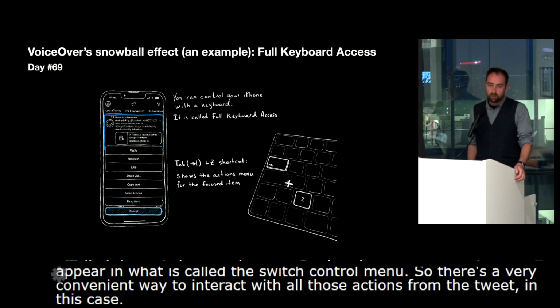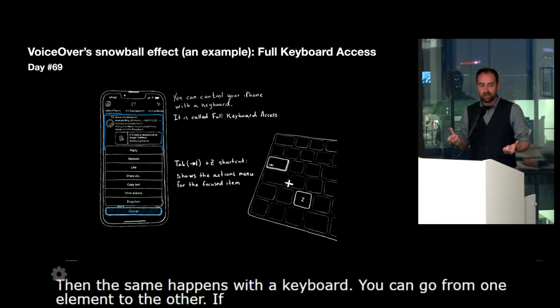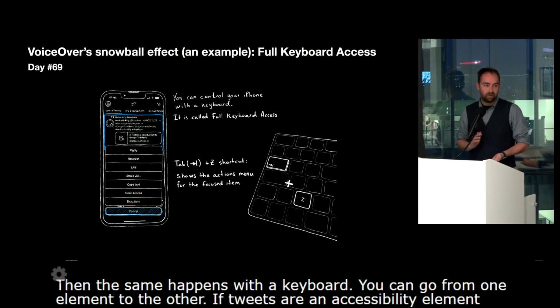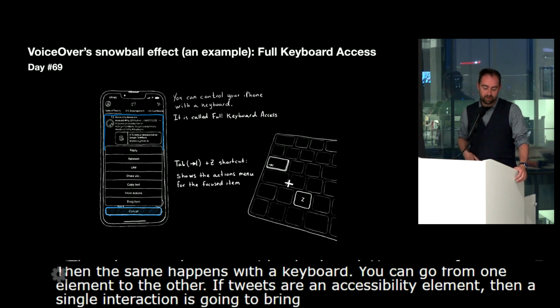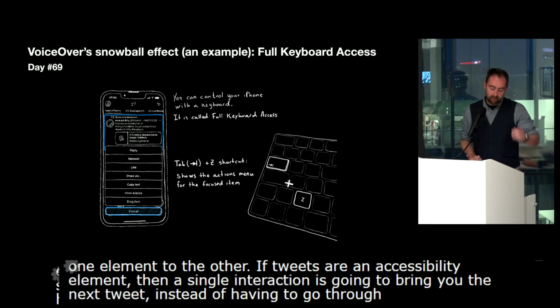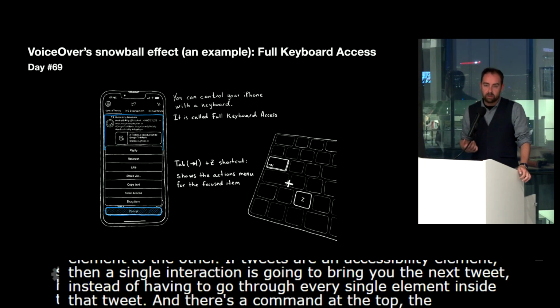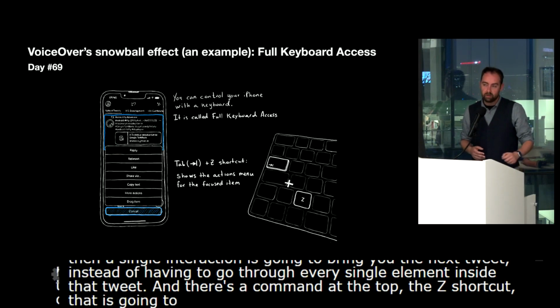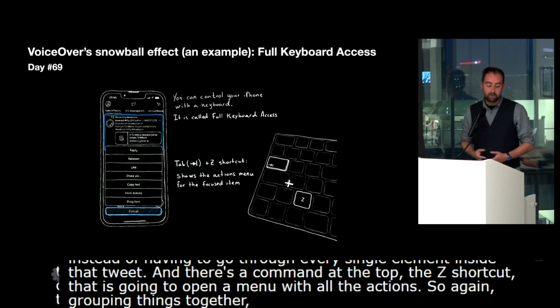Then the same happens with the keyboard. You can go from one element to the other. If tweets are an accessibility element, then a single interaction is going to bring you to the next tweet instead of having to go through every single element inside the tweet. And there's a command, the Tab Z shortcut, that is going to open a menu with all the actions. So again, grouping things together and using custom actions, the experience is improved for keyboard users as well.